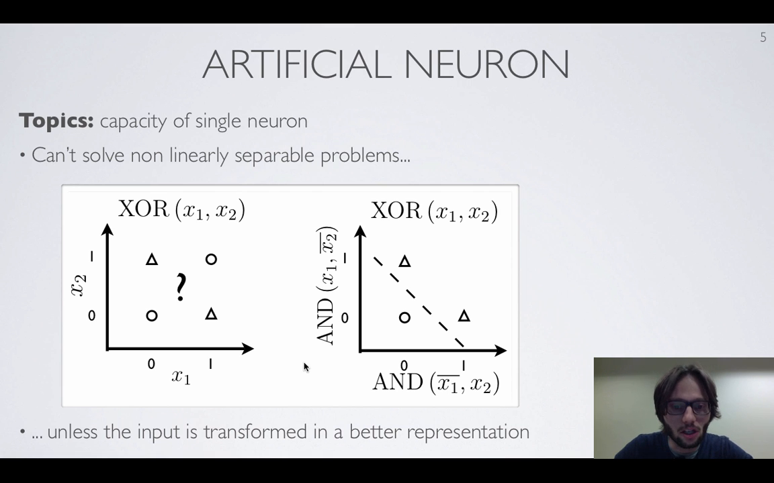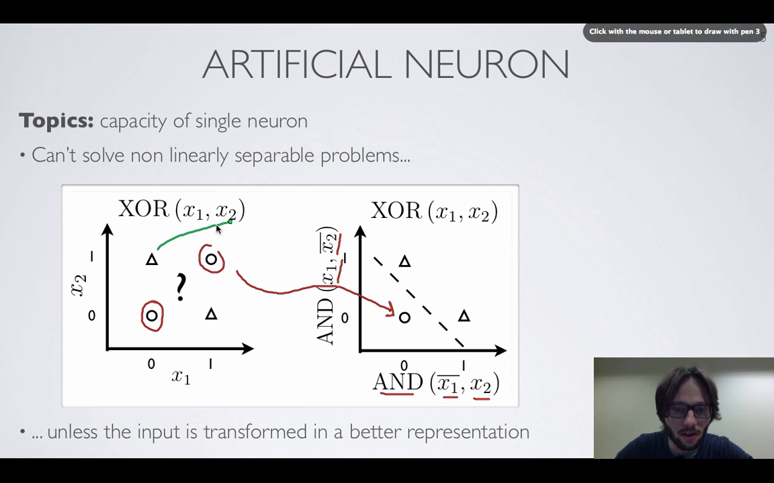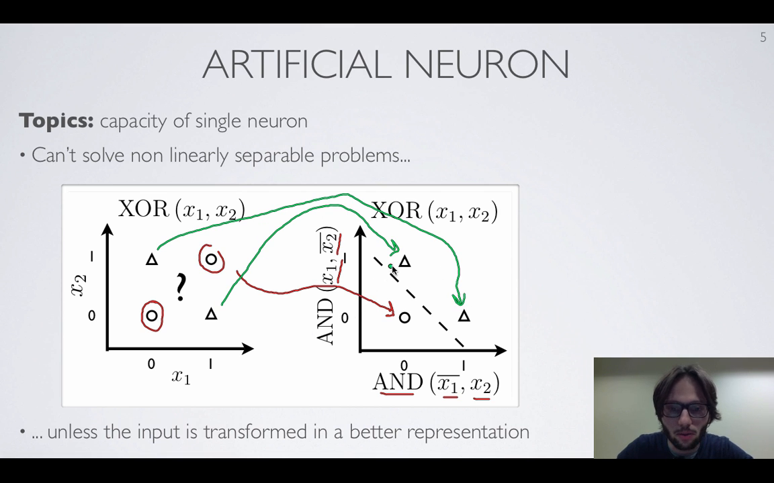However, we notice that it's such a simple function that if we had instead plotted on this axis the result of applying the AND function over the negation of x1 and x2, like we've seen in the previous slide, and on this axis we used the output of the AND function over x1 and the negation of x2, then these two points would be collapsed into a single point. Then this point would correspond now to that point, and this point to that point. In this case, we could draw a single line between the circles and the triangles, between the points associated with class 0 and the points associated with class 1.